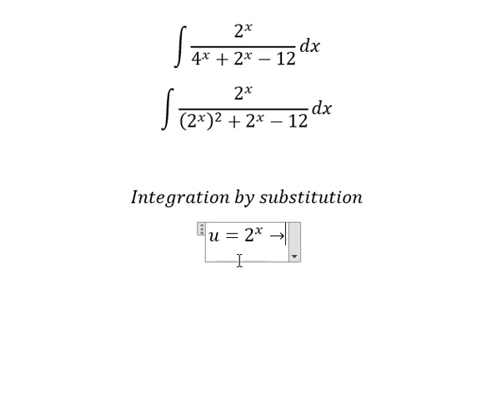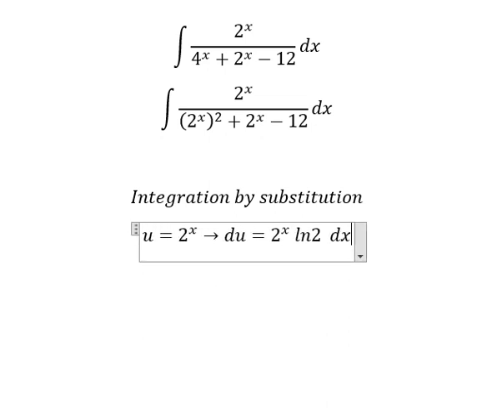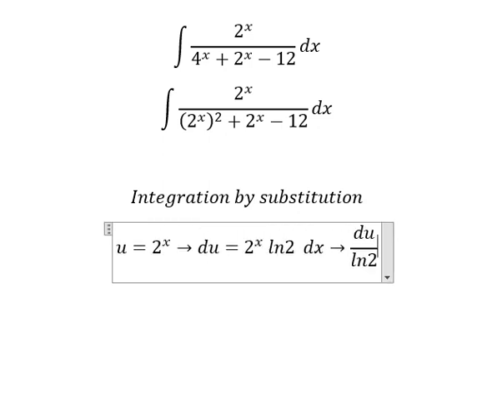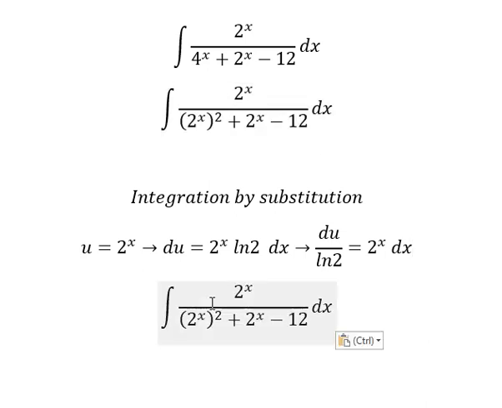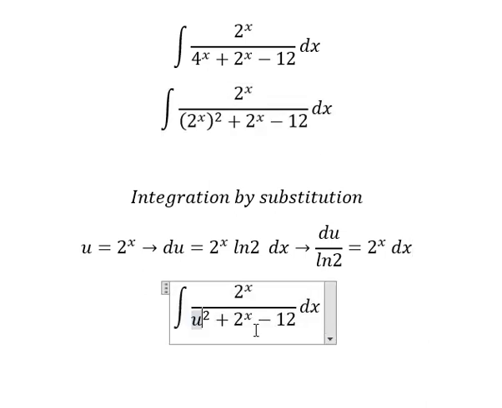Next, we need to do first the derivative for both sides. And we have it like this because we don't have Ln 2, so we need to divide both sides by Ln 2. Next, this one we change for u. This one we change for u. This one, with 2 to the power of s, we change for this one.